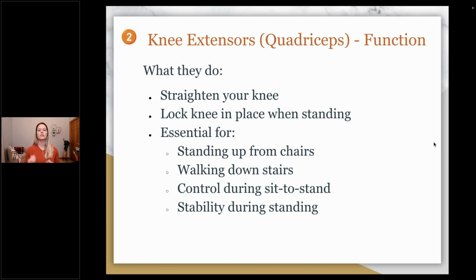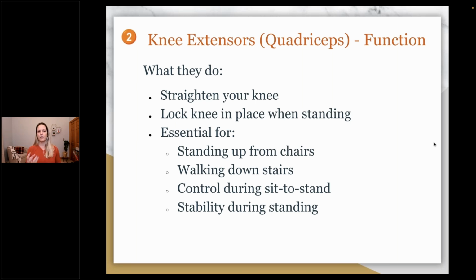So what do these muscles do? They straighten your knee. They also can lock the knee in place when standing, and we need our quadricep muscles for things like standing up from a chair, walking downstairs and upstairs, controlling your movement when standing up and sitting down, staying balanced when you're standing and when you're walking. So having some strength and flexibility here often allows mobility and walking to feel much more smooth and easy, simplified. When these muscles are weak or tight, it can drastically affect our walking.